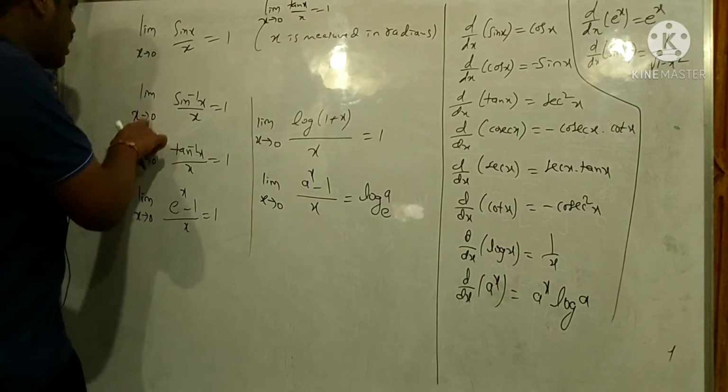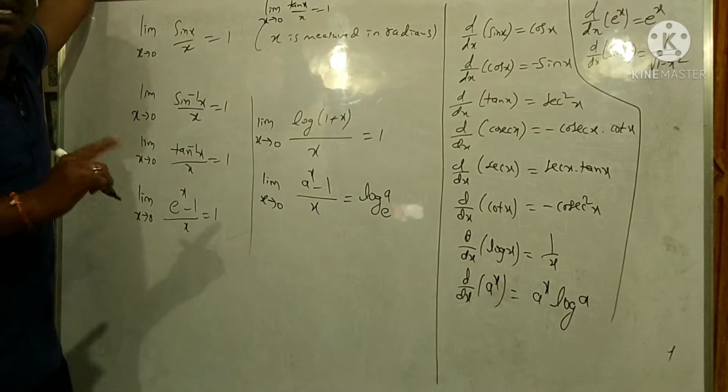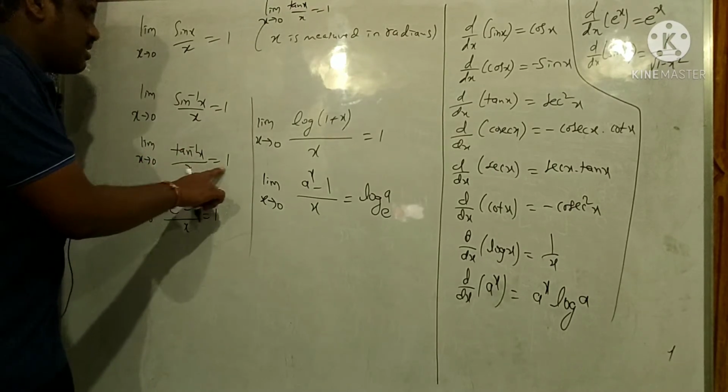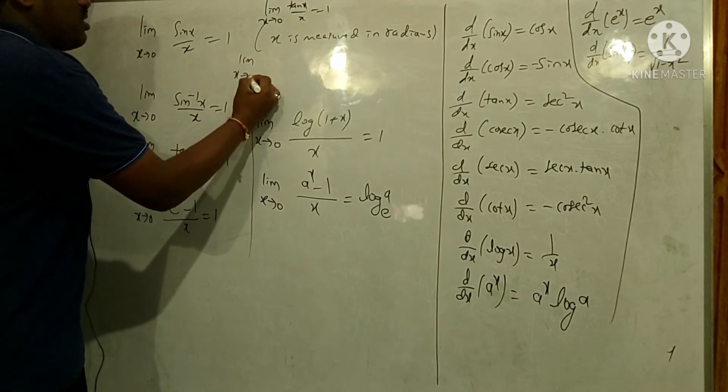Okay, now limit x tending to 0 of sin inverse x by x is 1. Limit x tending to 0 of tan inverse x by x is also 1. How did you get this one? See this. Limit x tending to 0.